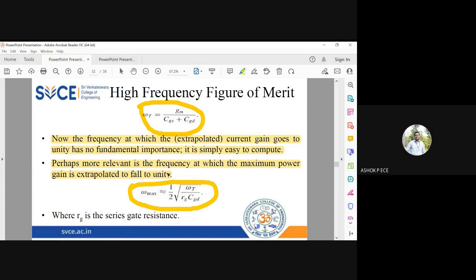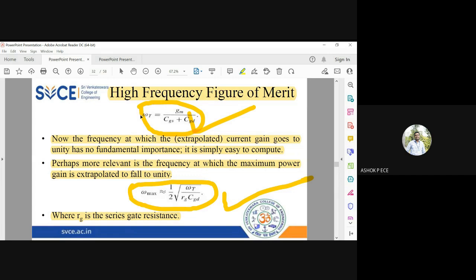Omega max depends on omega T, and Rg is the gate resistance. So omega max is derived from the omega T expression. Internally, the omega T expression also has CGS and CGD, so omega max also depends on CGS and CGD. These two things you should be very clear on, how to analyze the performance of a MOSFET at high frequency using the two frequencies omega T and omega max.